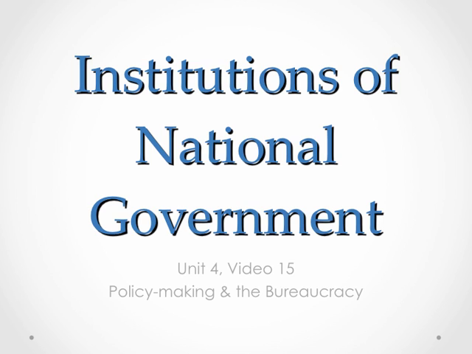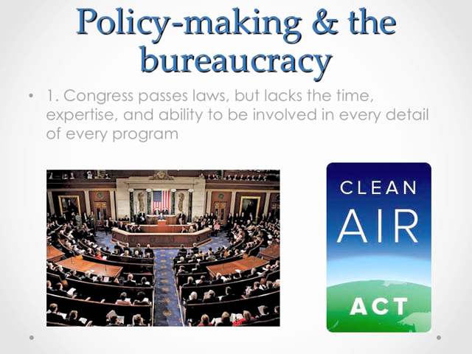Alright, Institutions of National Government Unit 4, Video 18, the ever-exciting policy-making and the bureaucracy. Alright, so here is the basic story. On your notes page that you guys have, you see that there are 6 steps that are taking place here. So we're going to go through each step, and then within those steps, there's certain terms that need to be defined. Alright, so our first step is that Congress passes laws.